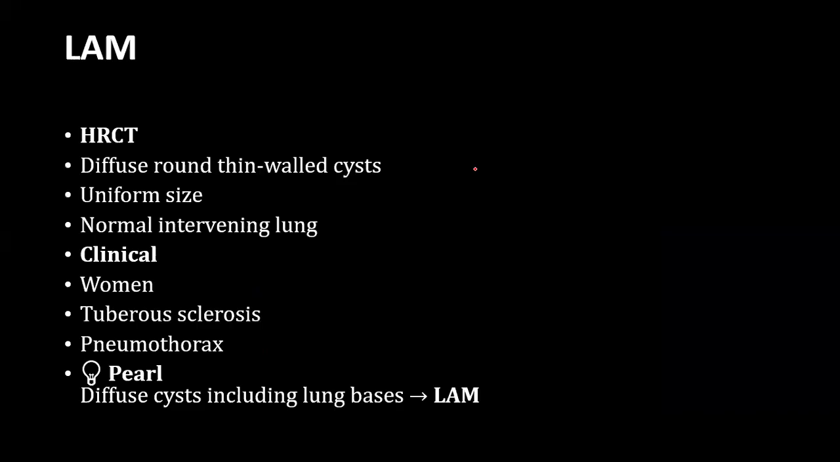Here, this is BHD. Now, first, let's discuss what is basically LAM. In LAM, you will see thin wall cysts, uniform size, with normal intervening lung parenchyma. Usually seen in women. You can remember that W and inverted W is basically the M, and this is in M. So this is the same thing. So it can make you remember that LAM is usually seen in women, females.